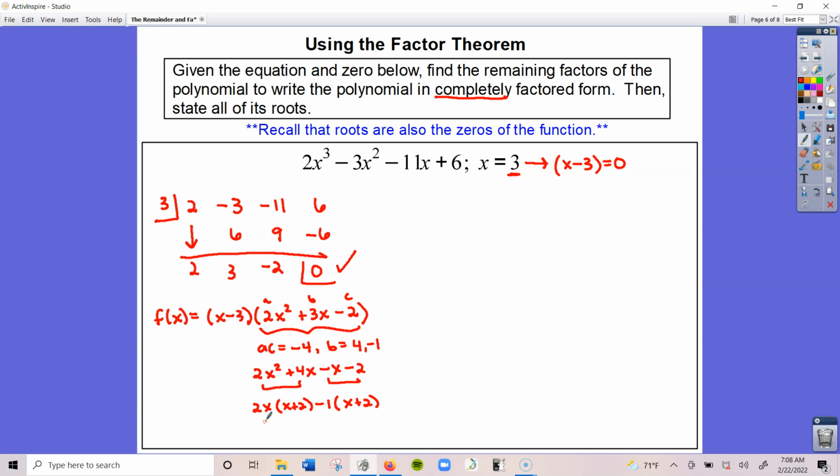So my factors here are going to be, let's write our whole polynomial. We got the x minus 3 from the beginning. From here, they both have the x plus 2, so I'm taking out the x plus 2. And then what's left over is the 2x and the minus 1. This is my polynomial in factored form. Now for the roots. We're going to set each individual factor equal to 0.